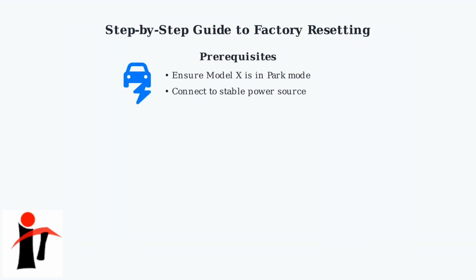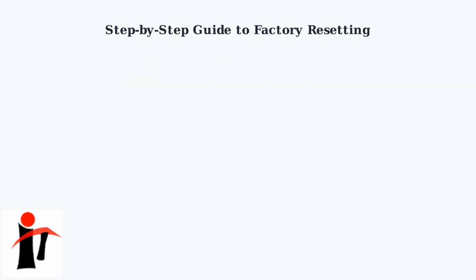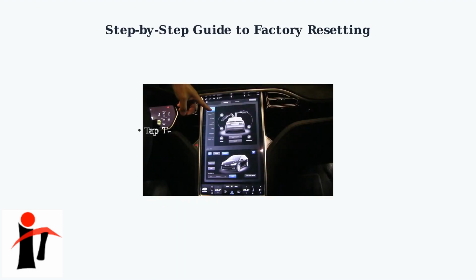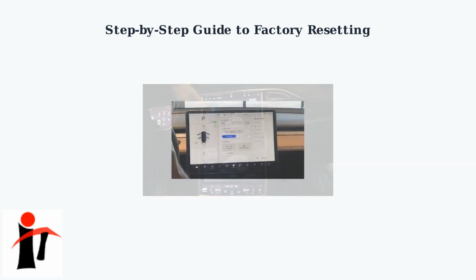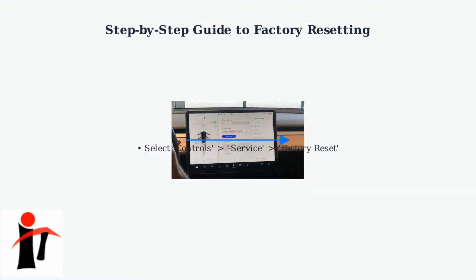To initiate a factory reset, first ensure your Model X is in park mode and connected to a stable power source. These prerequisites prevent any issues during the reset process. On the touchscreen, locate and tap the Tesla T icon to access the main menu. Navigate through the menu by selecting Controls, then Service, and finally, Factory Reset.